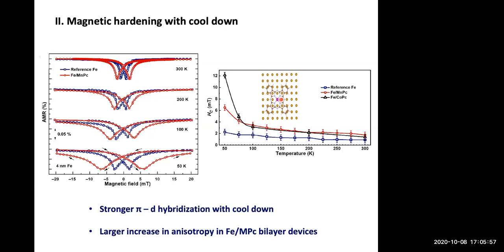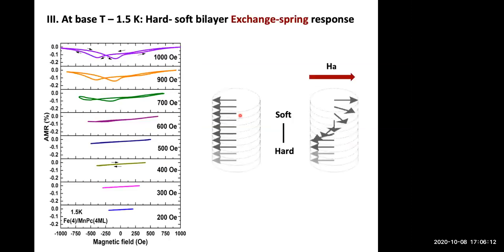So at room temperature, the interactions are weak and get stronger and stronger as you cool down. And that's one of the reasons why the hybridization effects become stronger, giving rise to a larger enhancement in the coercivity of the system. Okay, so this is something that we have observed.